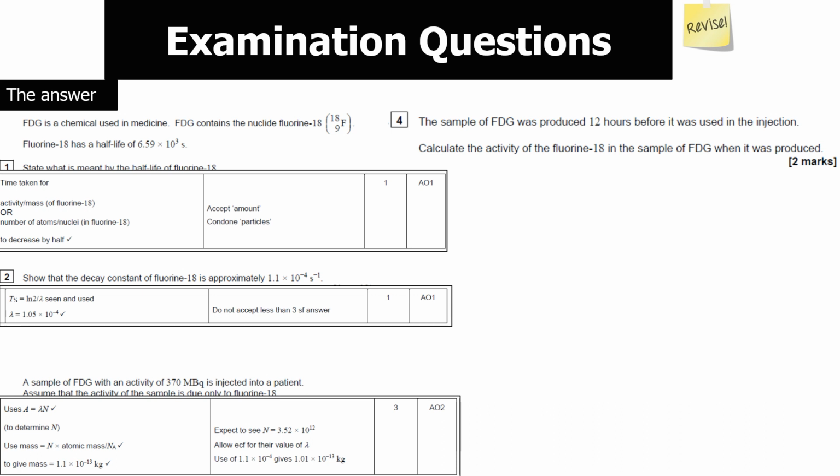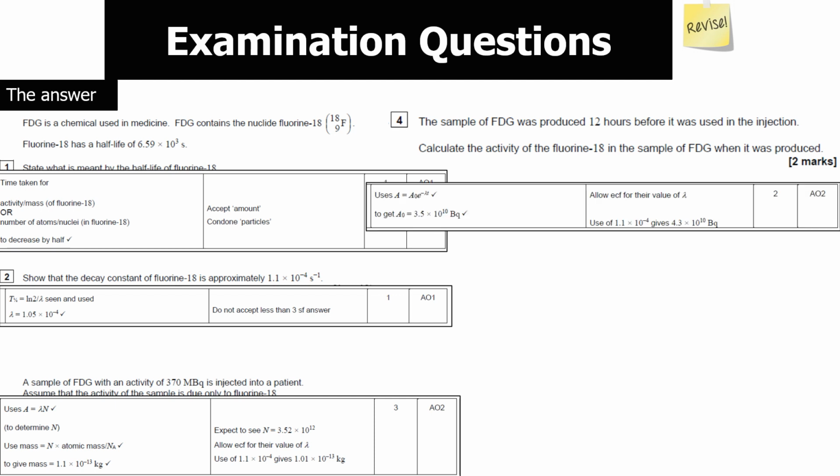Now in this last question, we've got a time and we've got an activity, and we want to work out our initial activity. So we say A equals A0 e to the minus lambda t. Remember, t has to be in seconds, so 12 hours will have to be converted into seconds by doing 12 times 60 times 60. And then we can make A0 the subject, A0 being the activity at the start. So A0 is going to equal A over e to the power minus lambda t. We've got lambda, the decay constant, from the previous question. We know our value of A is 370 times 10 to the 6. We can put our values in and we get 3.5 times 10 to the 10 becquerels.